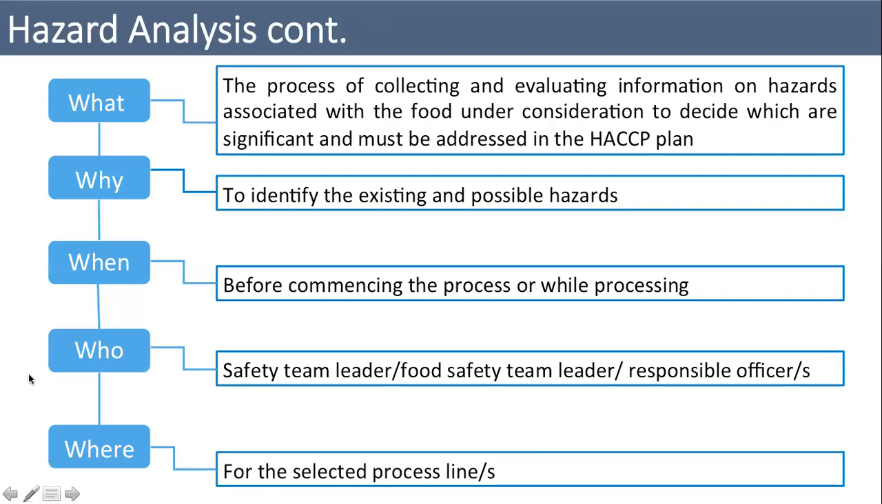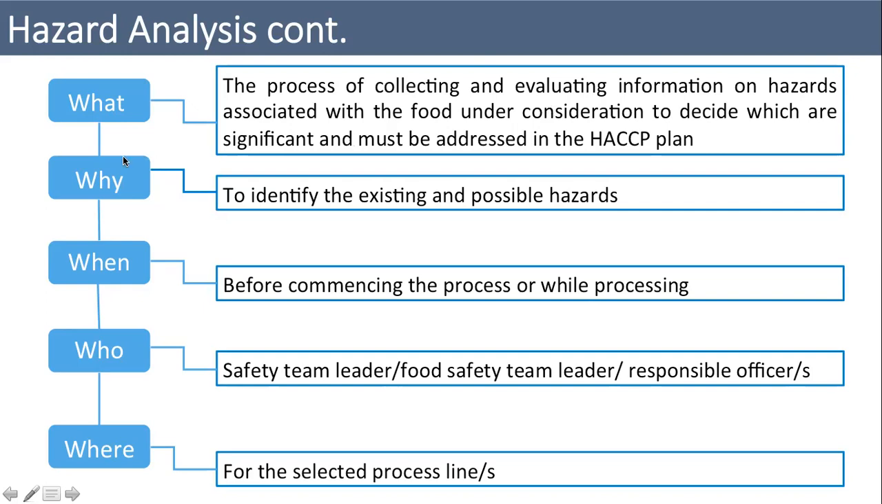Now you know 5Y analysis, right? What are the 5 Ys? Here I am going to describe further about hazard by using 5 Ys. What is hazard? The purpose of collecting and evaluating information on hazards associated with the food, maybe agriculture, I just take as food, under consideration to decide which are significant and must be addressed in the HACCP plan. So don't worry, I will explain.